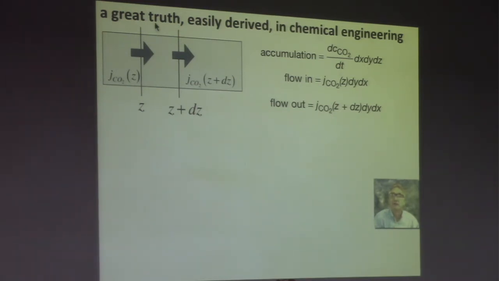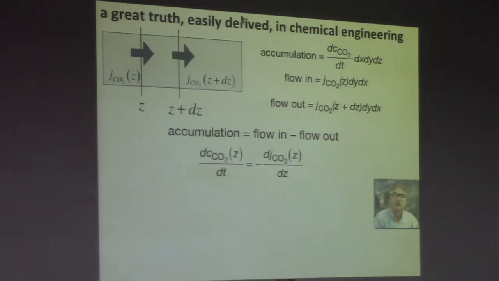The accumulation, of course, is governed by the flow in, a flux at a position z times an area, a flow out, a flux at a position z plus dz times an area, which means I can apply my famous chemical engineering principles, I can consider these terms, and I can rewrite that the accumulation of CO2 in my control volume, as shown here, is given by a derivative with respect to position.